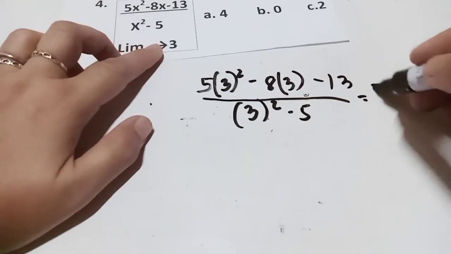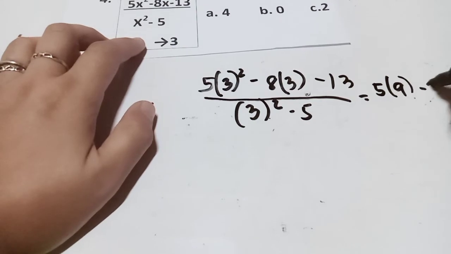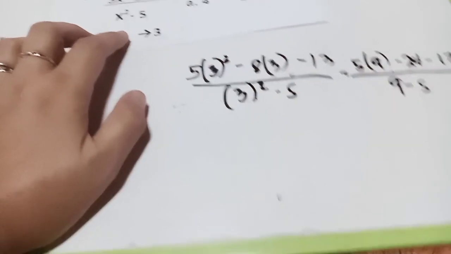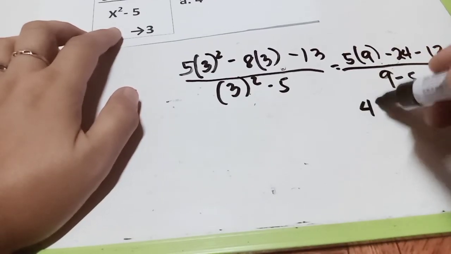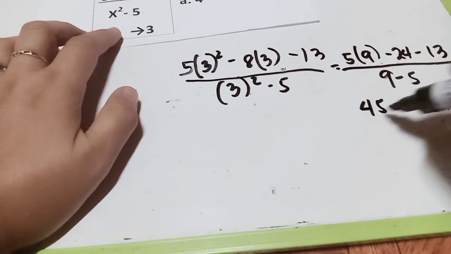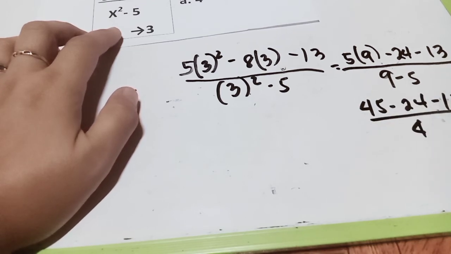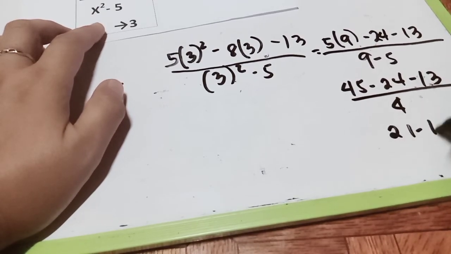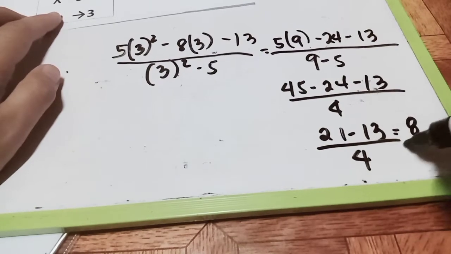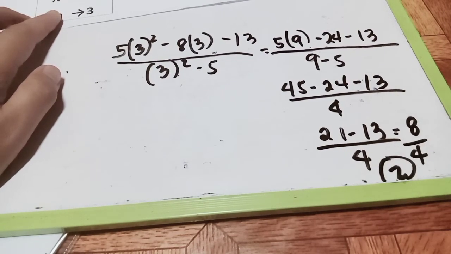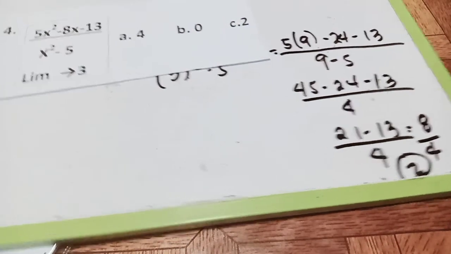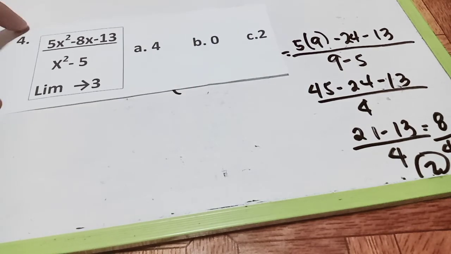So this will become 5 times 9, since 3 squared is 9, minus 24 minus 13, divided by 9 minus 5. But 9 times 5 is 45, minus 24 minus 13, divided by 4. So 45 minus 24 will become 21, minus 13 divided by 4. So this will become 8 divided by 4. So the answer is 2. So the best answer is number 2. So that will be limits.